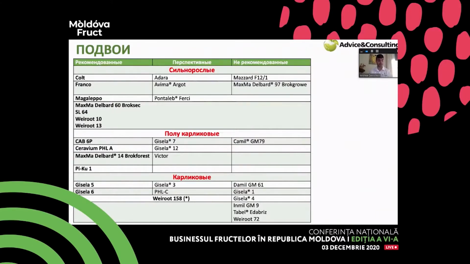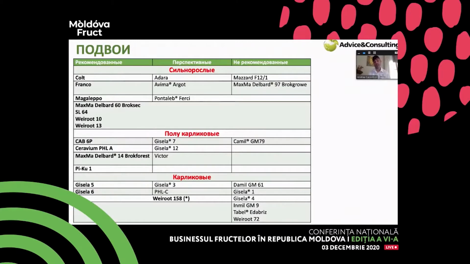We can classify the rootstock into 3 categories: strong rootstock, semi-nano, and nano rootstock. With regard to vigorous rootstock, these are called Franco, semi-nano will be Capsine and Maxima 14, while nano rootstock include Gisela 5 and Gisela 6.